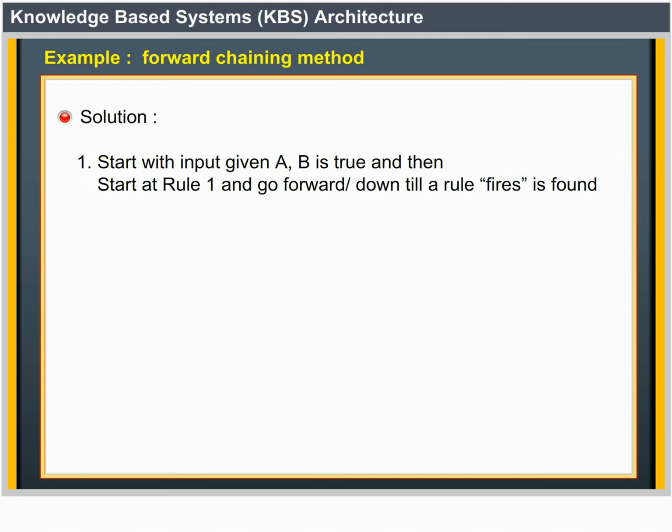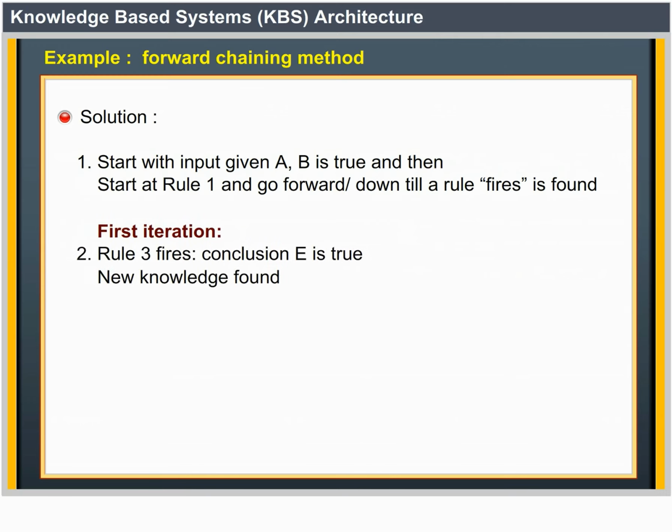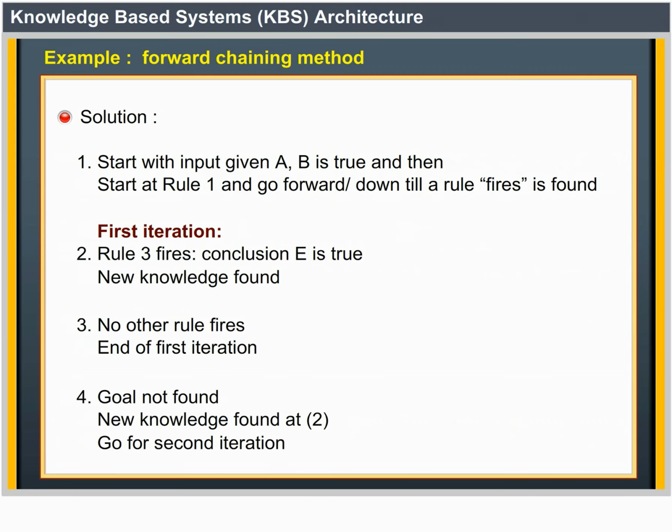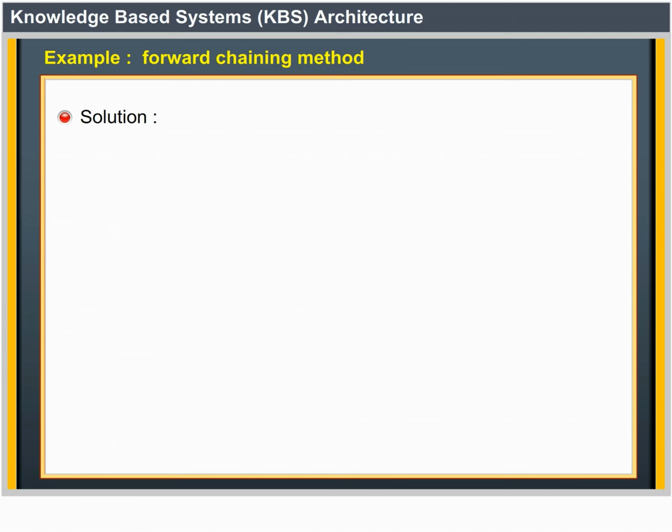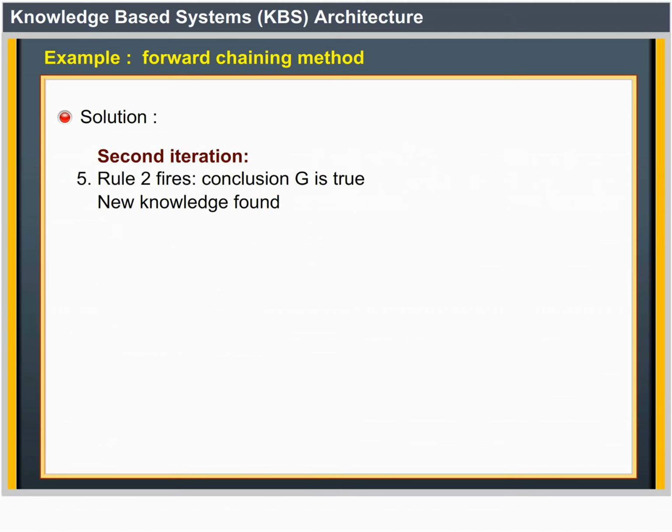till a rule that fires is found. First iteration. Rule 3 fires. Conclusion: E is true. New knowledge found. No other rule fires. End of first iteration. Goal not found. New knowledge found at 2. Go for second iteration. Rule 2 fires. Conclusion: G is true. New knowledge found. Rule 4 fires. Conclusion: D is true. Goal found. Proved.